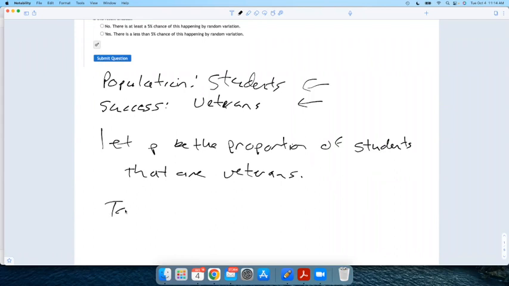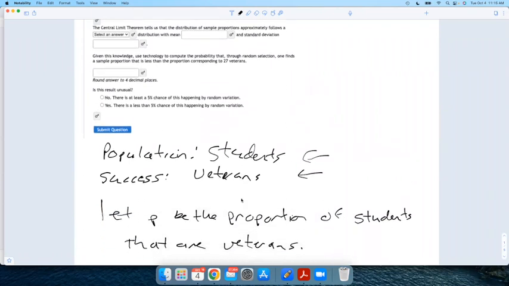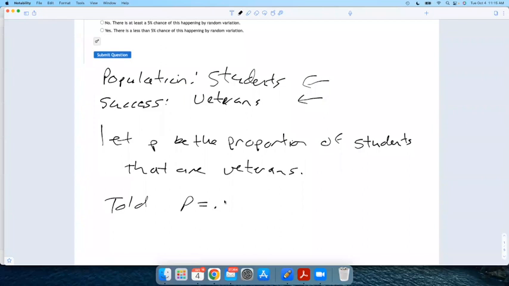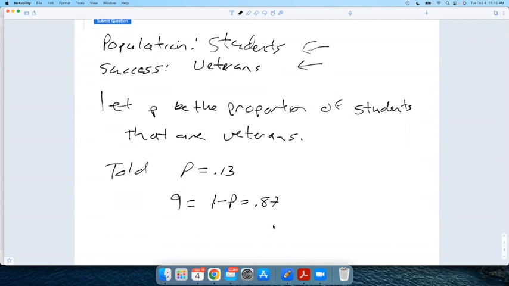Okay, we're told we know what number that is. I think it was 13%. We are told that 13% of students are veterans. That means Q, our failure rate, would be 1 minus P, or 87%. 87% of students failed at being veterans. Remember, success and failure don't mean good and bad. It means the thing you're studying either happened or didn't. We're studying whether people are veterans or not. Don't think good or bad.